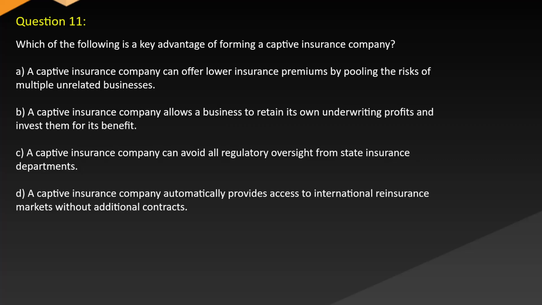Question 11. Which of the following is a key advantage of forming a captive insurance company? A. A captive insurance company can offer lower insurance premiums by pooling the risks of multiple unrelated businesses. B. A captive insurance company allows a business to retain its own underwriting profits and invest them for its benefit. C. A captive insurance company can avoid all regulatory oversight from state insurance departments. D. A captive insurance company automatically provides access to international reinsurance markets without additional contracts.